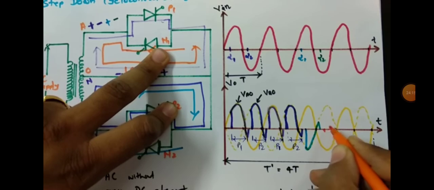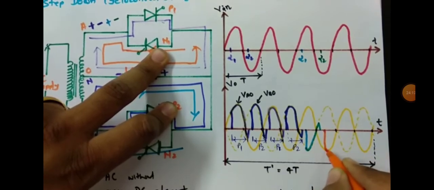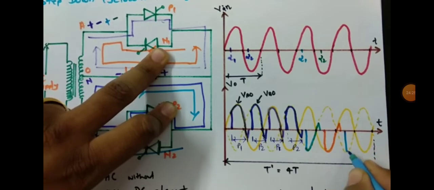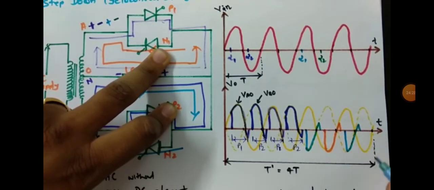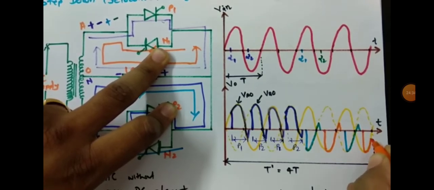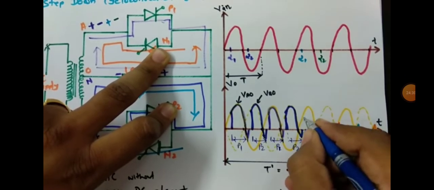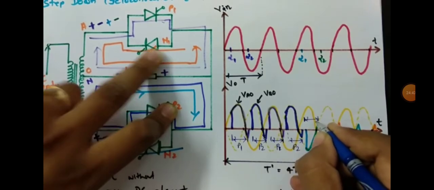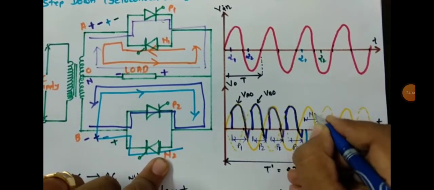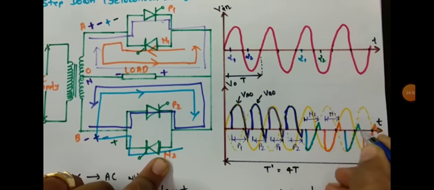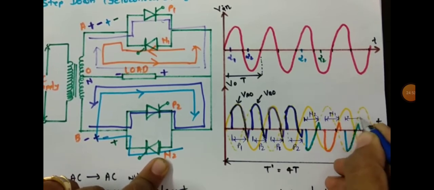So if I trigger N1 at alpha 2 over here, this negative spike will appear because of the inductive load, and that is what keeps on repeating. At angle alpha 2 we will be triggering N1. Over here one can clearly see for this period N2 is getting triggered, and for this period N1 is getting triggered. So that is how we will be having the negative half.